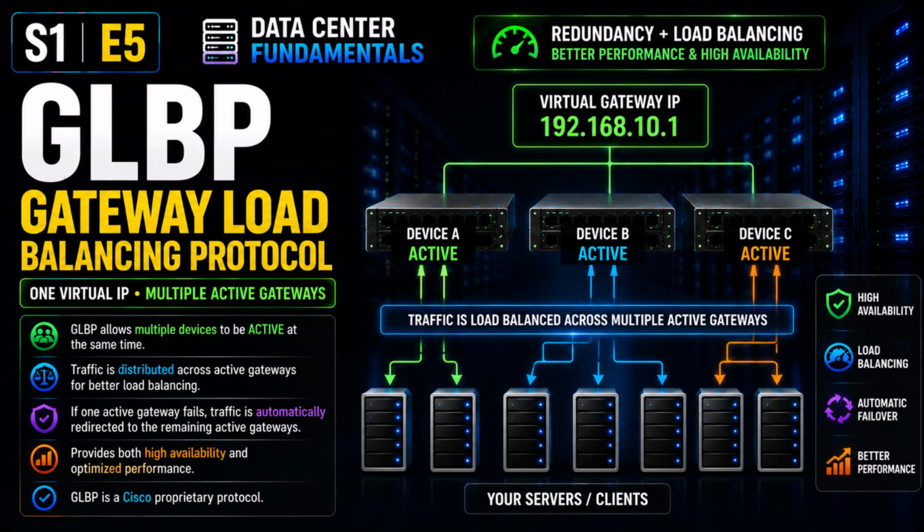Now let's look at GLBP, or Gateway Load Balancing Protocol. HSRP and VRRP mainly focus on redundancy. Normally one device forwards traffic while another waits. GLBP takes a different approach. It can allow multiple gateway devices to actively forward traffic at the same time. Different servers can be directed toward different physical gateways while still using one virtual gateway IP. So GLBP provides both gateway redundancy and load balancing.